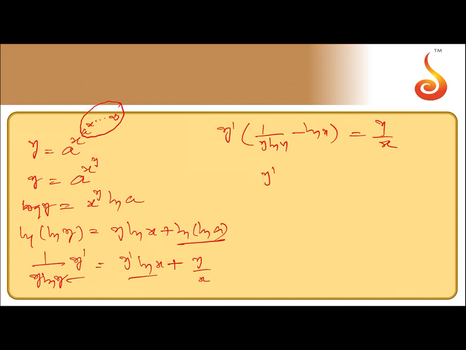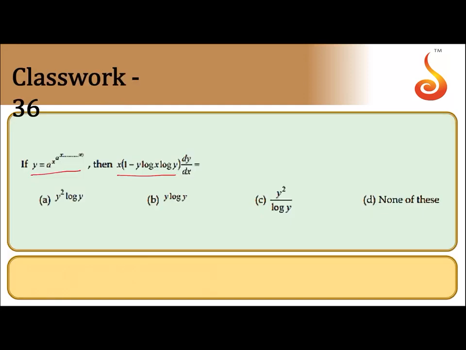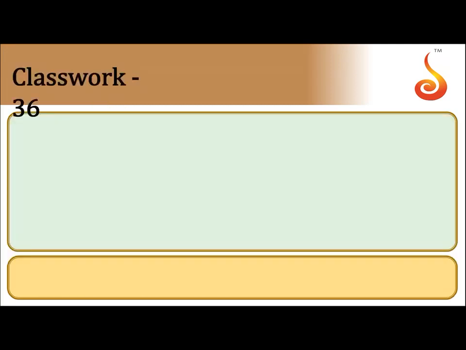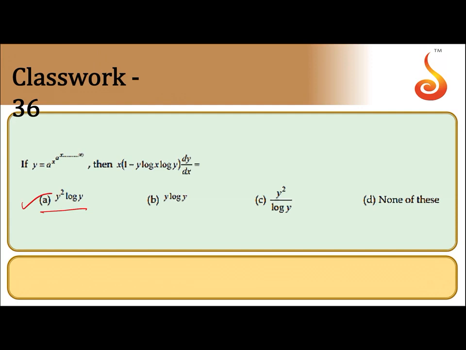And LCM, when you take up y dash multiplied by 1 minus log x into y log y, that must be equal to the denominator y log y taken to the right side, y square log y divided by x. You are required to prove that x into this one. So bring x also to the left hand side. x multiplied by (1 minus y log y into log x) multiplied by y dash is equal to y square log y.